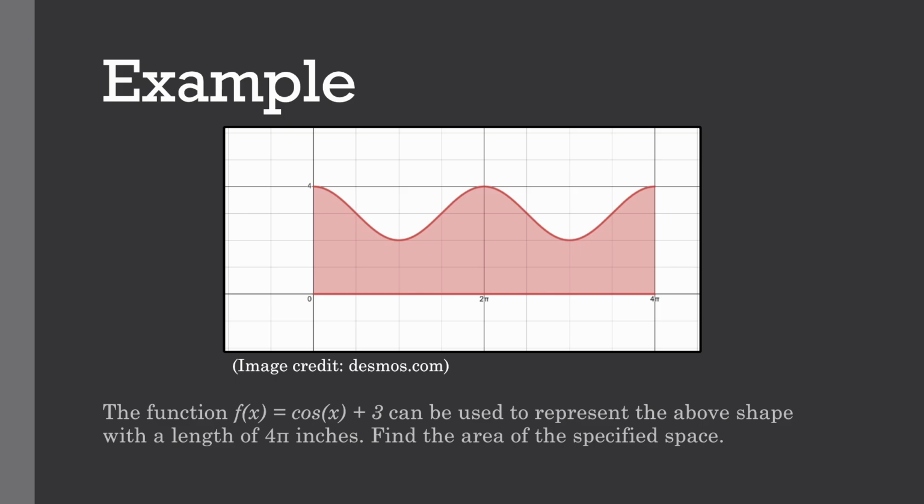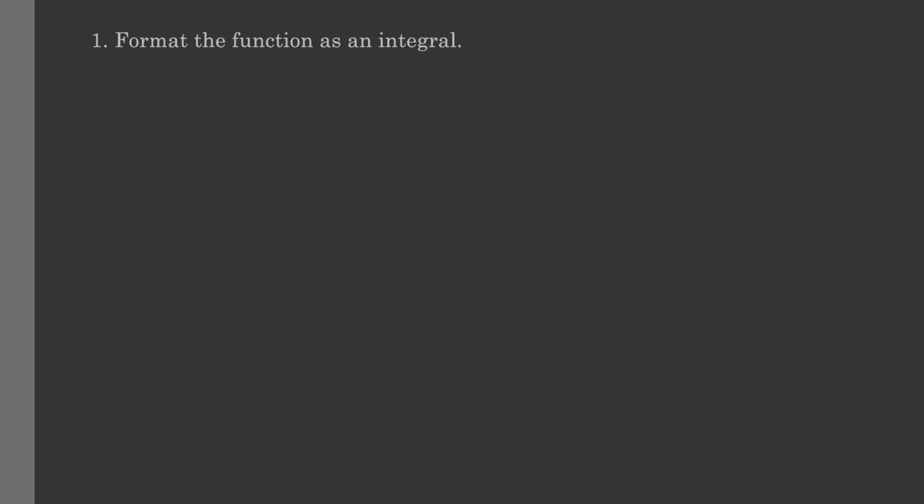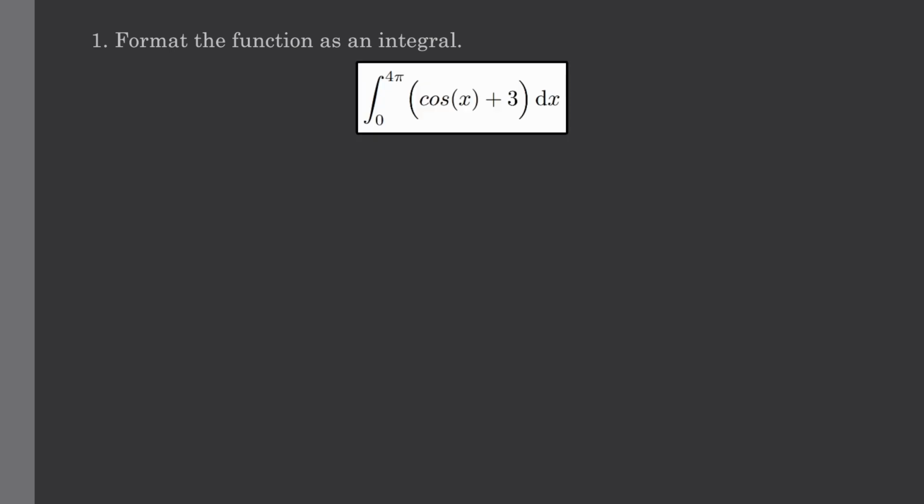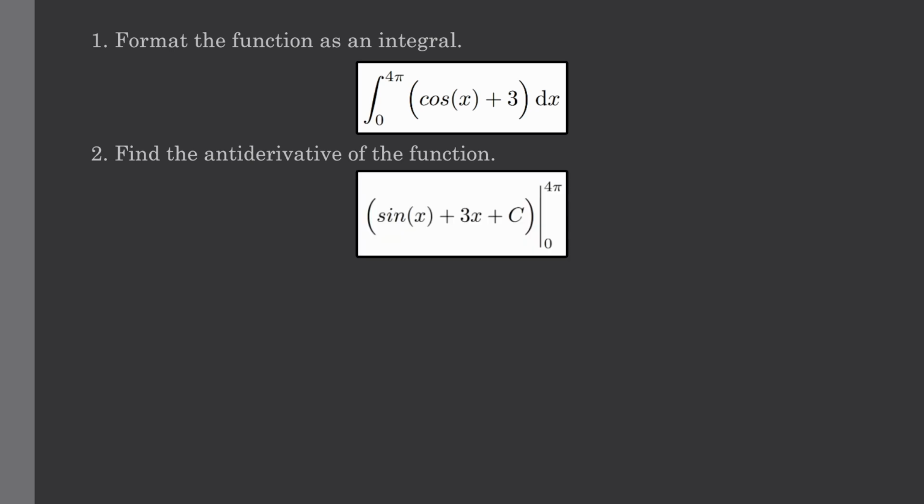And how we go about this is, first we format the function as a definite integral to be specific. And so this is from 0 to 4 pi, the function cosine x plus 3 times dx in relation to x. And next, the antiderivative of the function is determined.